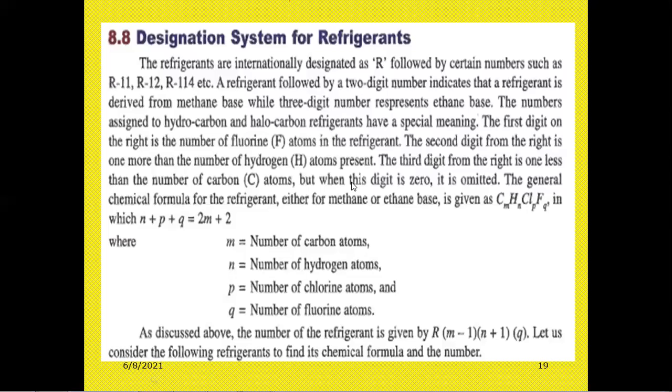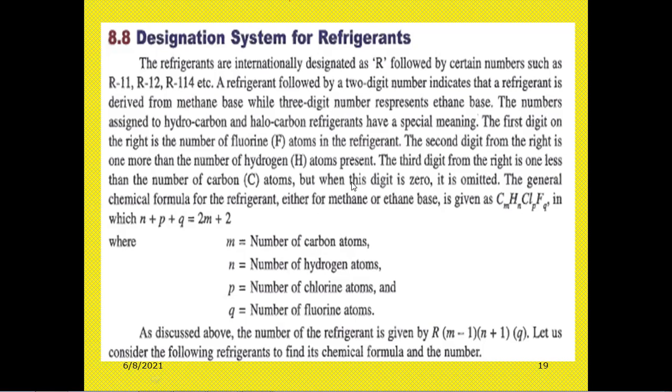We call the refrigerants by the name R. Capital R resembles refrigerants, and the numbers 11, 12, 14, 21, 22 refer to the chemical formula. Refrigerants are internationally designated as capital R followed by some numbers. A refrigerant followed by a two-digit number indicates that it is derived from a methane base, while a three-digit number represents an ethane base.